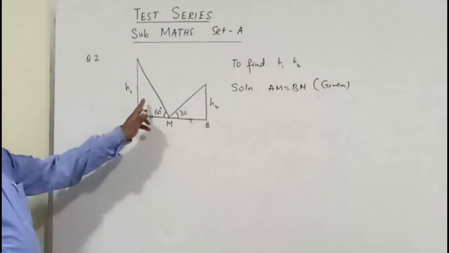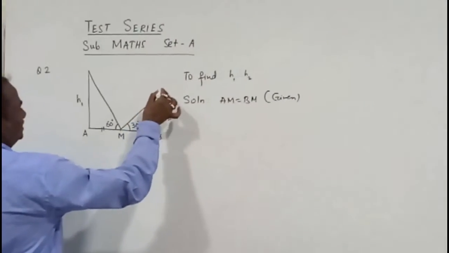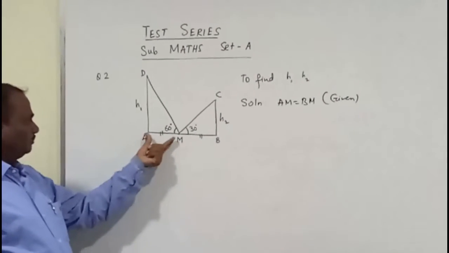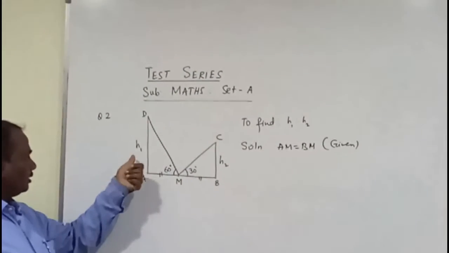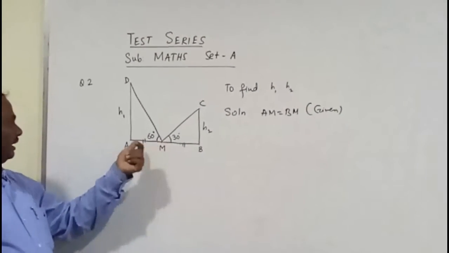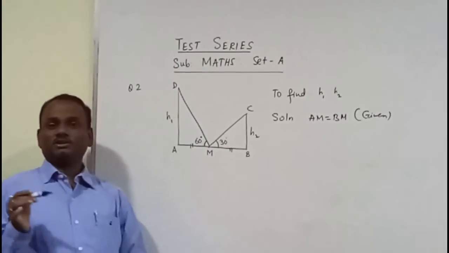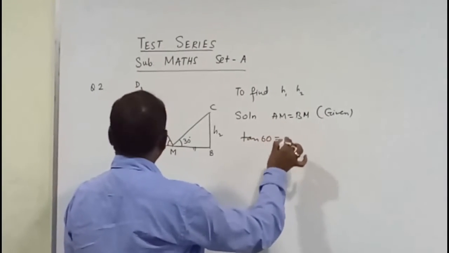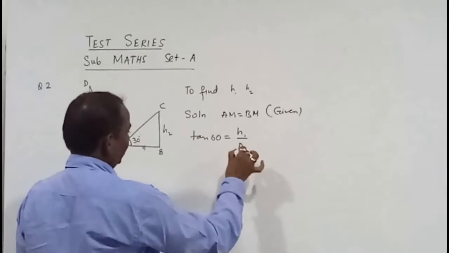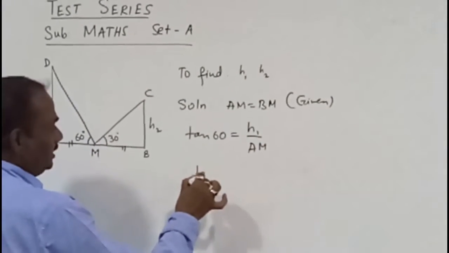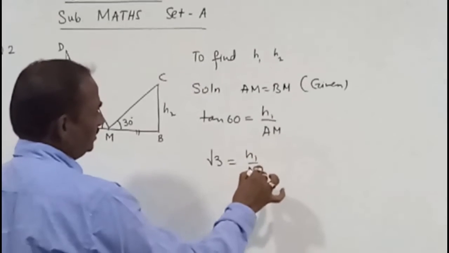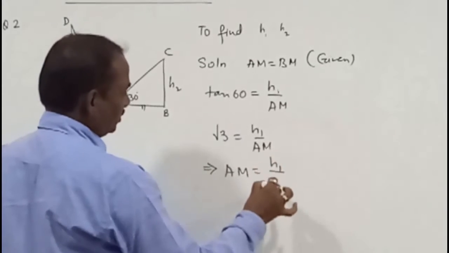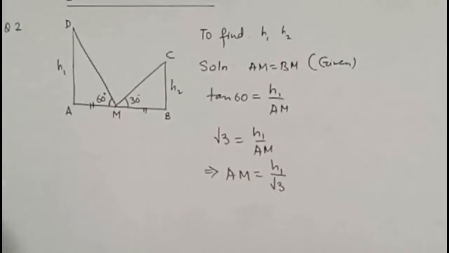And now if you look at this triangle and this triangle, let's name them as say C and D, these points. Now from this triangle you can see that h1 and AM, for 60 degree, h1 is the opposite side and AM is the adjacent side. And opposite and adjacent sides are parts of the trigonometric ratio called tan. So I can say that tan 60 is equal to h1 upon AM. The value of tan 60 is root 3. So root 3 is h1 upon AM. From here I get that AM is equal to h1 upon root 3. This way I can go.